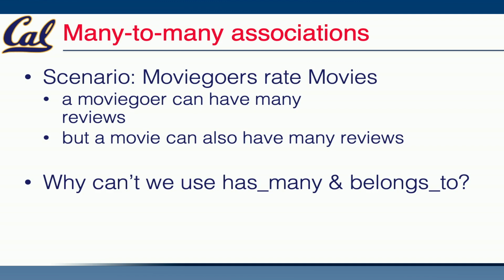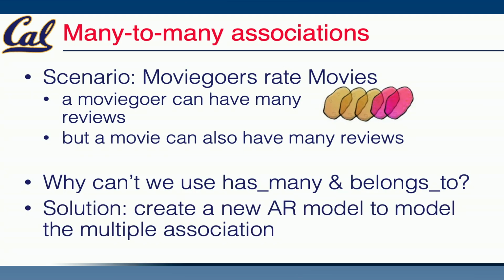additional action. But why can't we just use has many and belongs to in this case? Well, for a movie itself, there's no table right now that directly links a movie to a user. We have a moviegoers table, but nowhere in that moviegoers table is there a movie ID. And because a user can essentially have many movies that they reviewed, it doesn't necessarily make sense to put a single movie ID column on our users table. So how do we resolve this?